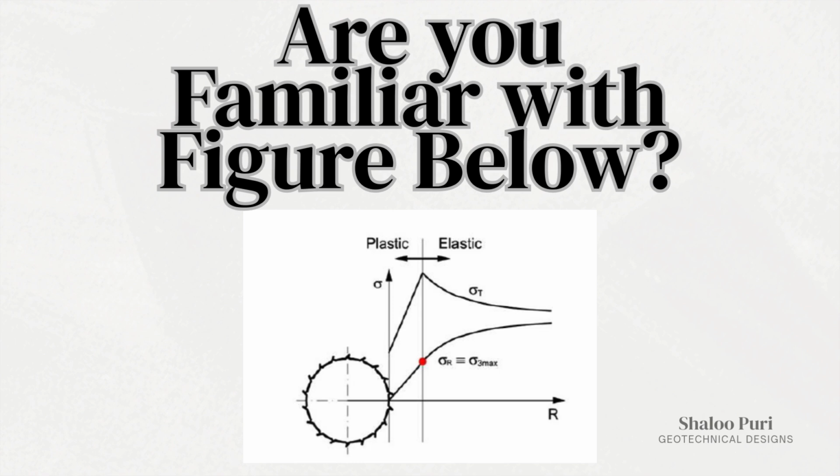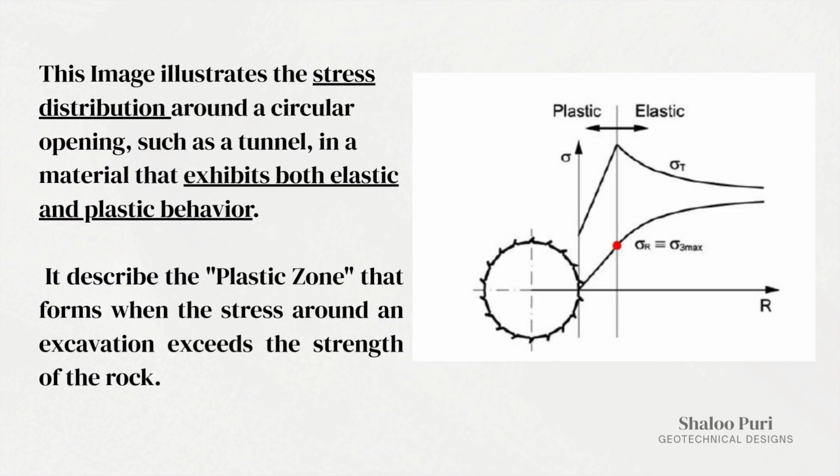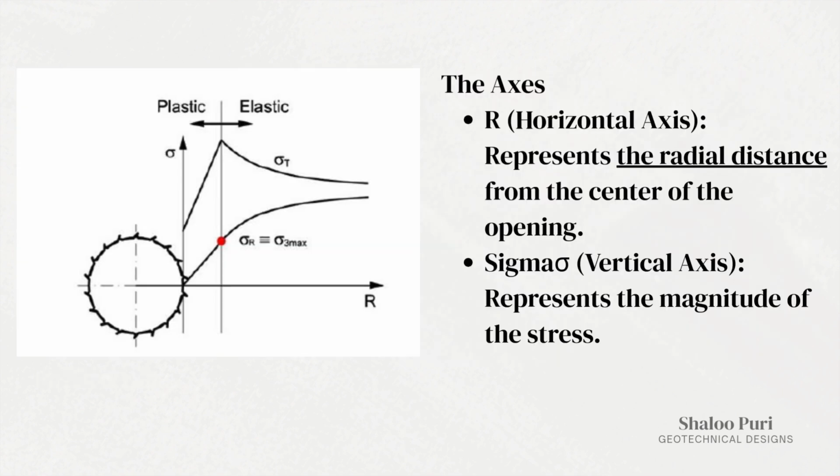Are you familiar with the figure below? This image illustrates the stress distribution around a circular opening, such as a tunnel, in a material that exhibits both elastic and plastic behavior. It describes the plastic zone that forms when the stress around an excavation exceeds the strength of the rock. The axis R, the horizontal axis, represents the radial distance from the center of the opening.